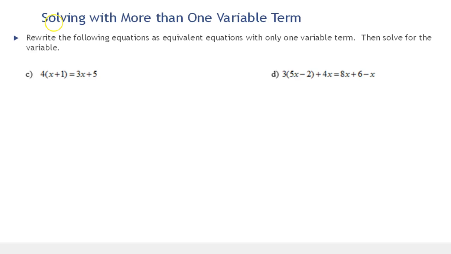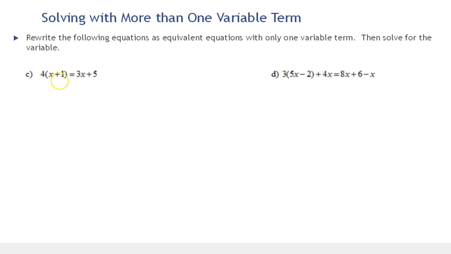In this video, we're going to continue solving with more than one variable term. So here are questions C and D, and these are going to have an extra component. In the last video, our first problem, we had to combine like terms before we could solve. In the second one, we needed to distribute and combine before we could solve. And in these ones, something new is going to come up. So let's see what happens.